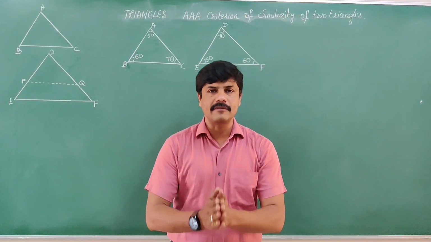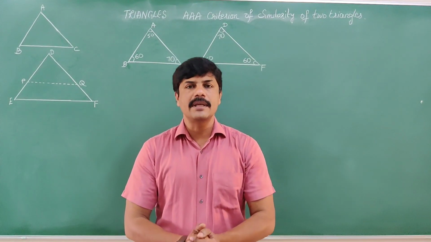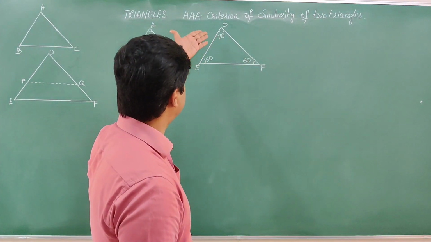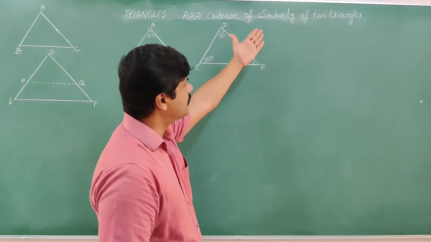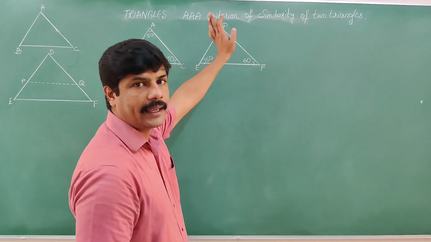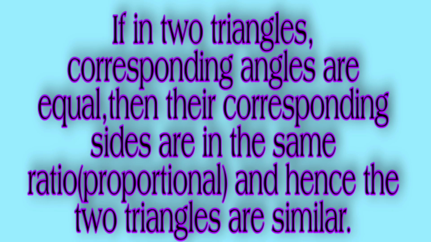Let me read out the statement. From the statement we are going to extract a few words. We will first know the meaning of those words, and then we will prove this AAA criterion of similarity of two triangles. We will also know the meaning of what is AAA, everything. Let me read out the theorem now.